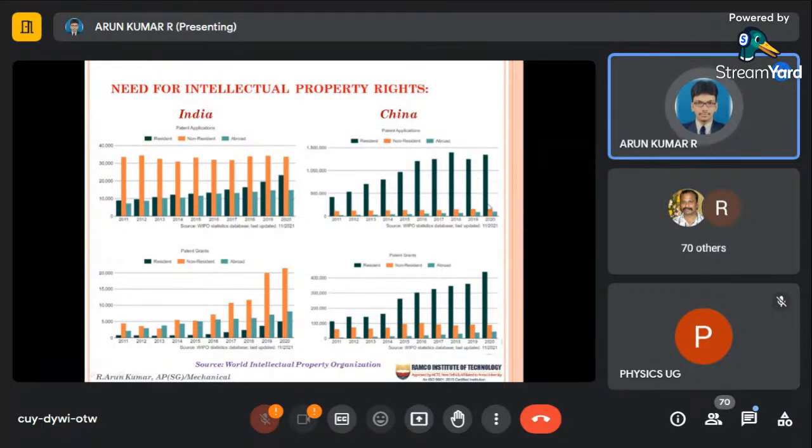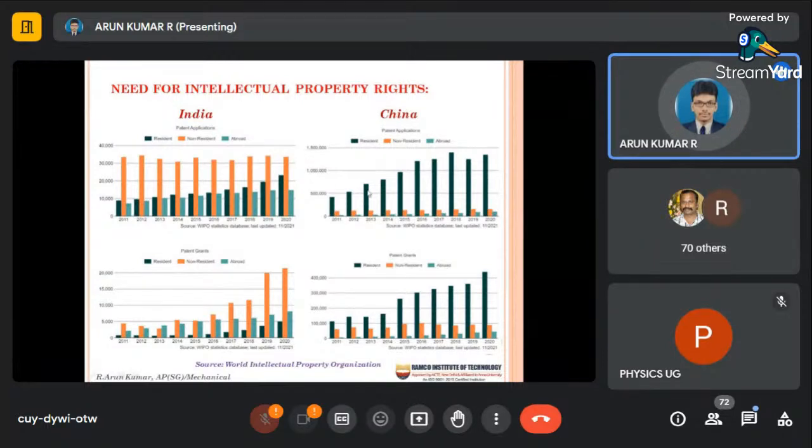Similarly for China, this orange color indicates the number of patents filed by non-Chinese in China, and this dark blue indicates the number of patents filed by Chinese in China, and this light blue color indicates the number of applications filed by Chinese in other countries.